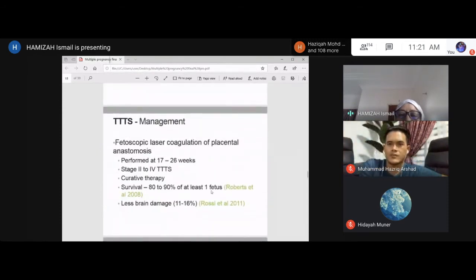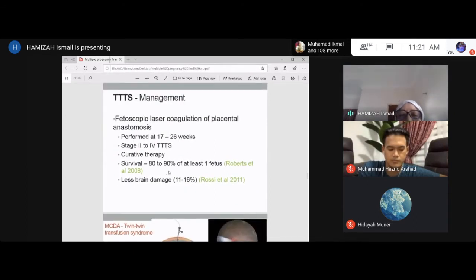And management: laser can usually be performed at 17 to 26 weeks. After 26 weeks, the blood vessels are already big, and when you coagulate, sometimes it just bleeds from there and the baby dies. It is done for stage 2 to 4, and the staging does not go progressively from stage 2 to stage 3 to stage 4. It can suddenly become stage 4 or suddenly become stage 5. So this is curative, and survival is 80 to 90% with less brain damage. Instead of a 30% chance of brain damage, by laser it can be reduced to 11%.